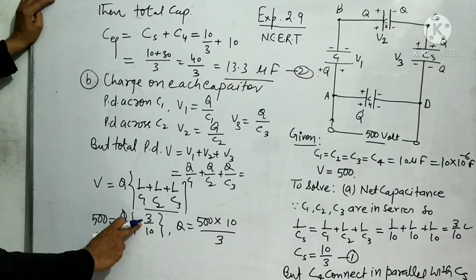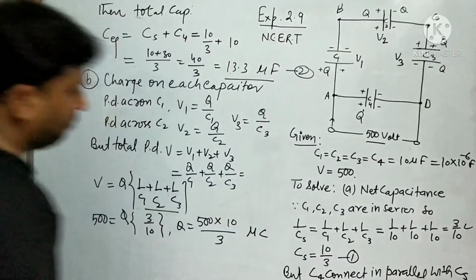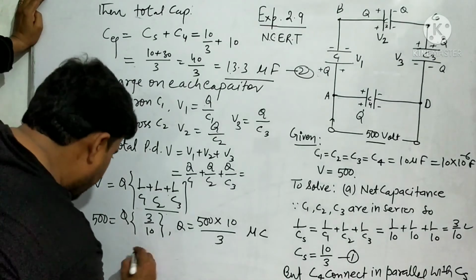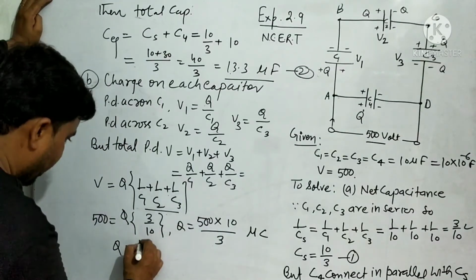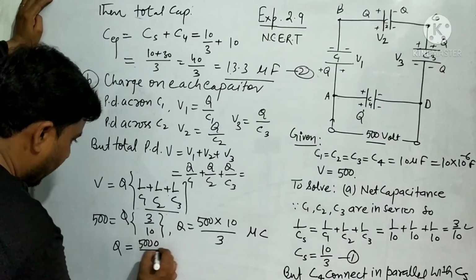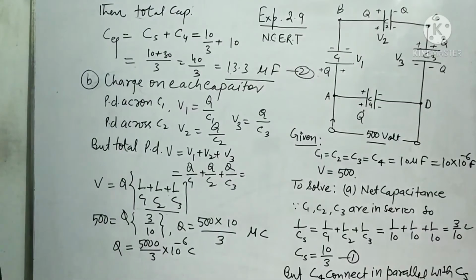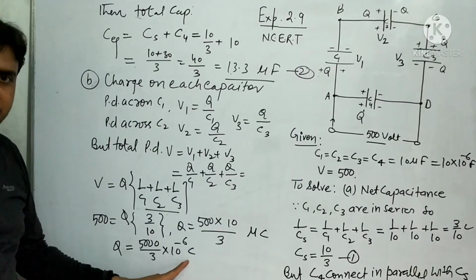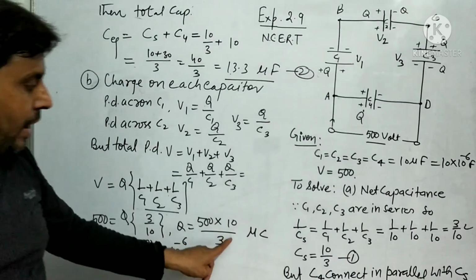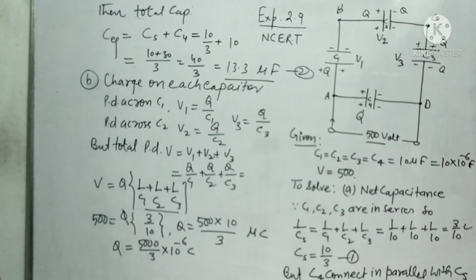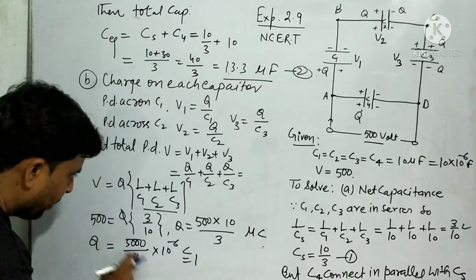And this value is in micro, so it is microcoulomb. Microcoulomb means capital Q equal to 5000 over 3 into 10 raised to the power minus 6 coulomb. For the charge, we have to write it in coulomb. So that's why multiply by 10 raised to the power minus 6, micro converted into coulomb. And please calculate the answer.